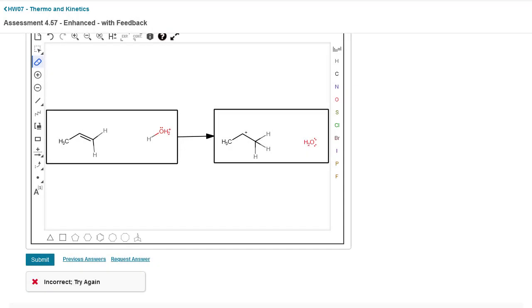Alright guys, so in this video I'm going to show you how to draw a mechanism, the curved arrow formalism, in Mastering Chemistry where we have an acid-base reaction where a pi bond is acting as the nucleophile or as the Lewis base. So this is similar to what we've done before where we have a lone pair initiating the attack, just with one extra step. As always, I want you to draw out the mechanism on paper first and then try to translate what you have on paper to the Mastering Chemistry interface.